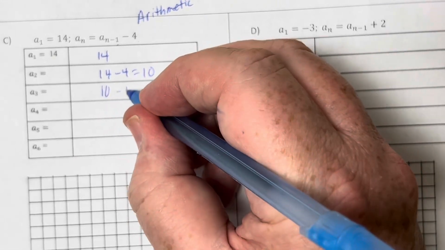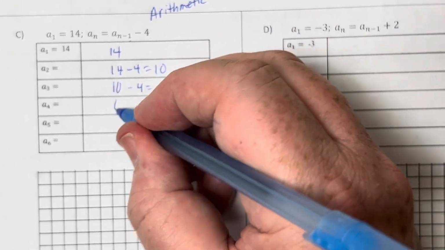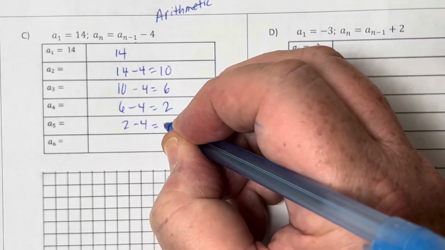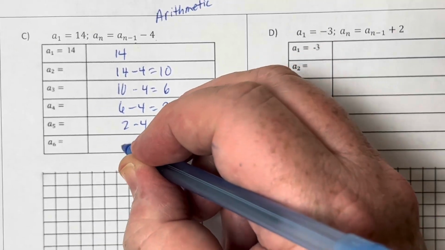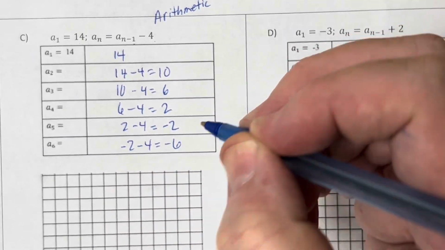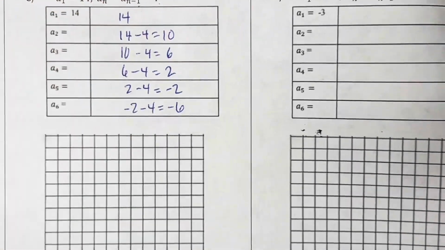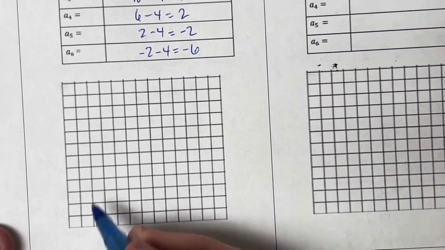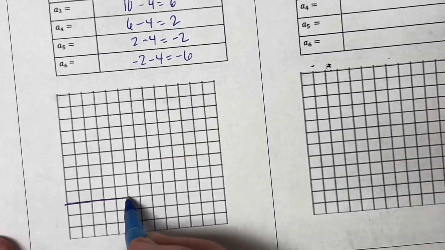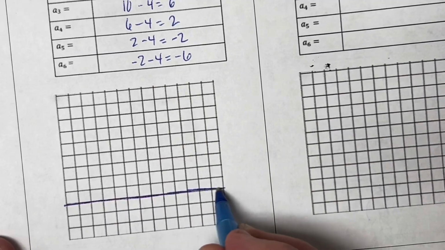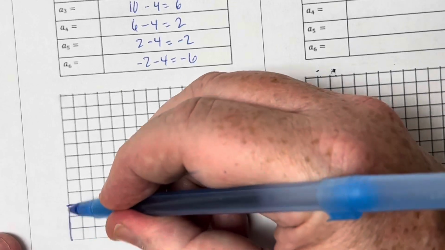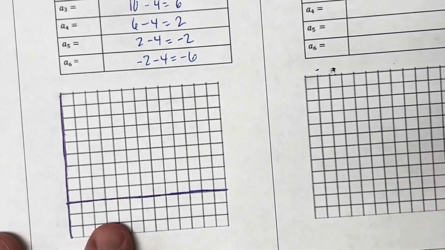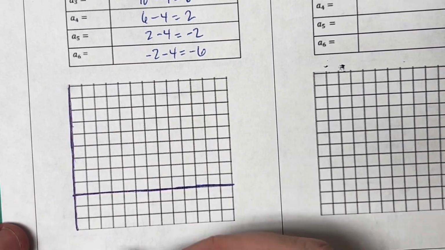And then it's 10 minus 4, which is 6. 6 minus 4 is 2. 2 minus 4 is -2. -2 minus 4 is -6. So we do have some positives and negatives in here. If we go by 2's, we can make this our x-axis. All right, so now we know we can capture some negatives here, positives here.